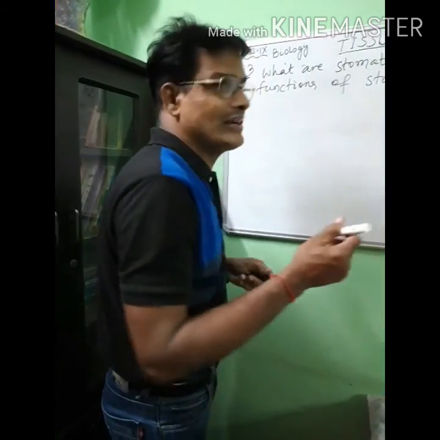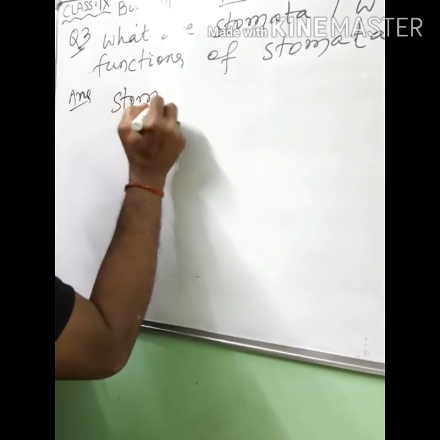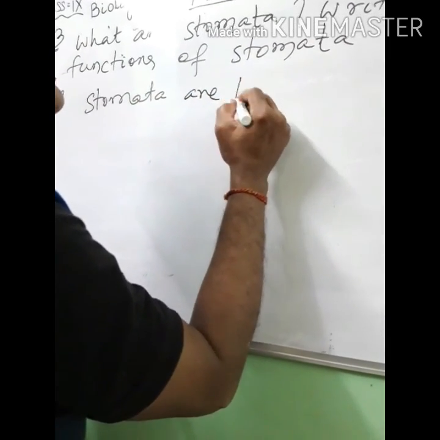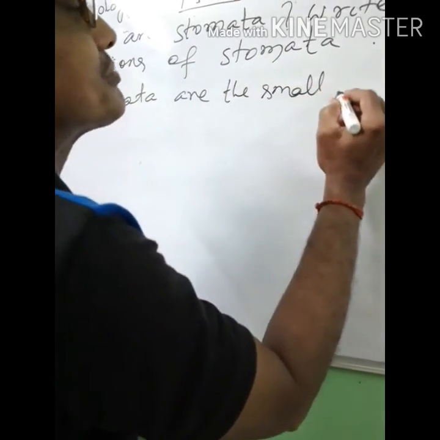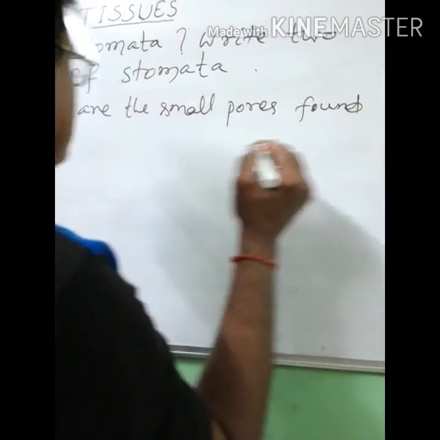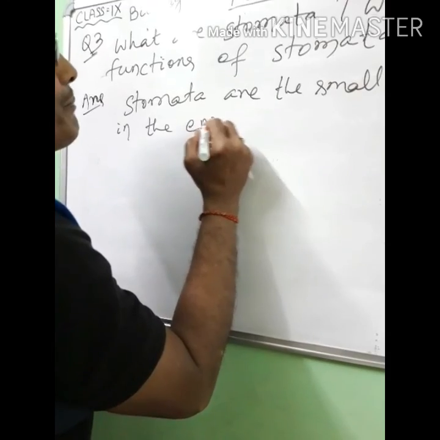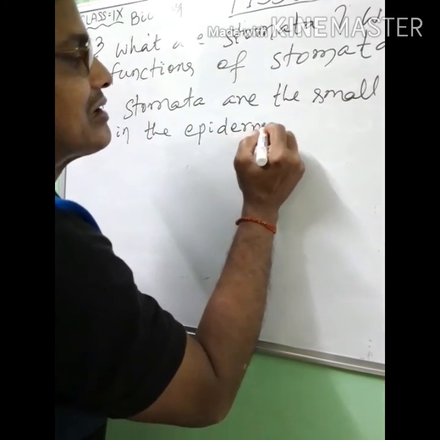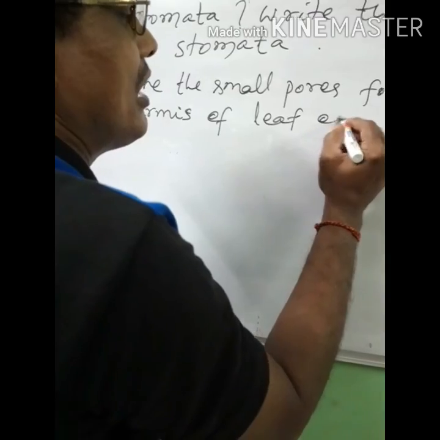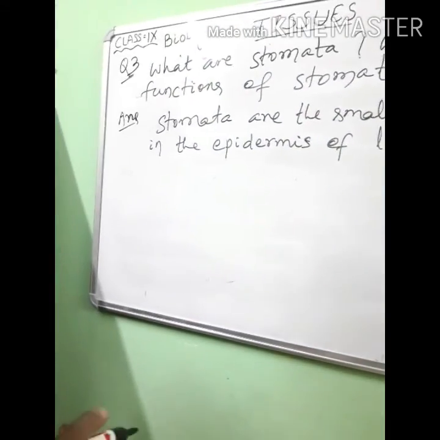So the first question is, what are stomata? Answer: stomata are the small pores found in the epidermis of leaf of plants.